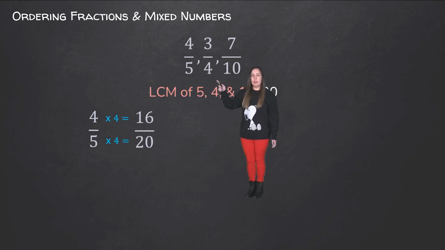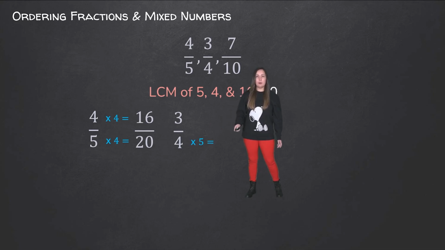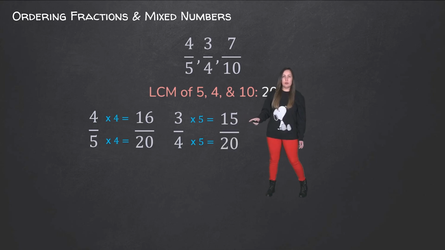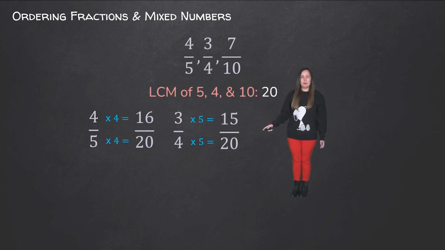Then we're going to move on to 3/4. In order to get a denominator of 20, we have to multiply 4 times 5. And whatever we do to the denominator, we have to do to the numerator as well. So 3 times 5 is equal to 15. 4 times 5 is equal to 20.